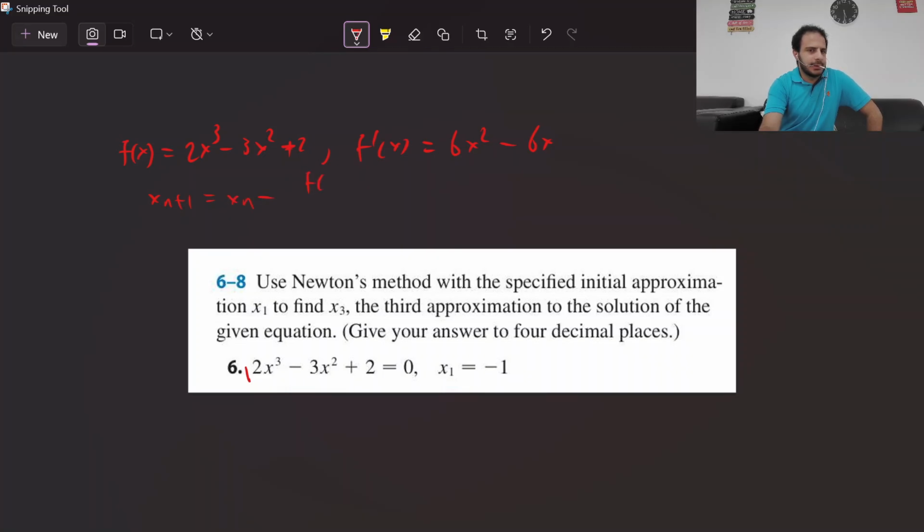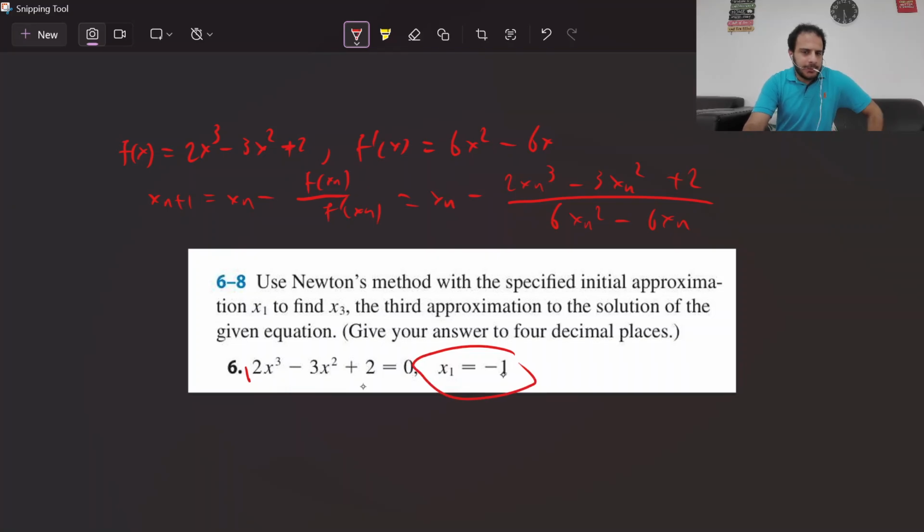xn minus f of xn over f prime of xn. Then substitute: you get xn minus 2xn cubed minus 3xn squared plus 2, over, substituting in the derivative, 6xn squared minus 6xn. x1 is already given, so x1 equals minus 1, and the question tells you to find up to x3. So x2 equals, now we'll use the calculator.